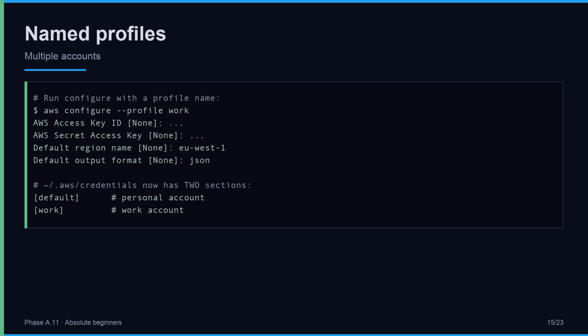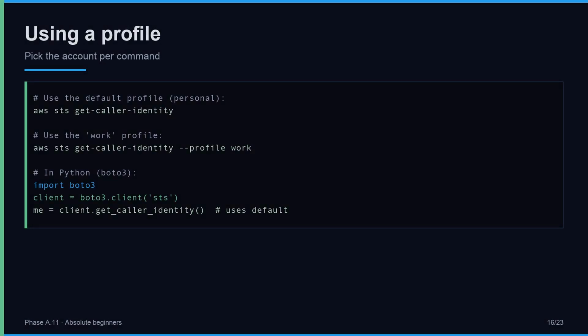One CLI, many accounts. To use a profile from the command line, add --profile work to any AWS command. Without that flag, the CLI uses the default profile. In Python, Boto3 works the same way. When you create a client with boto3.client, it reads your default credentials automatically. To use a named profile in Boto3, you pass profile_name equals work to the session.